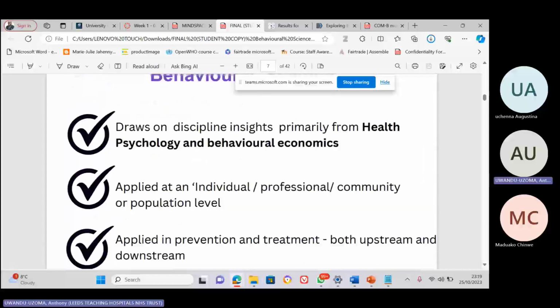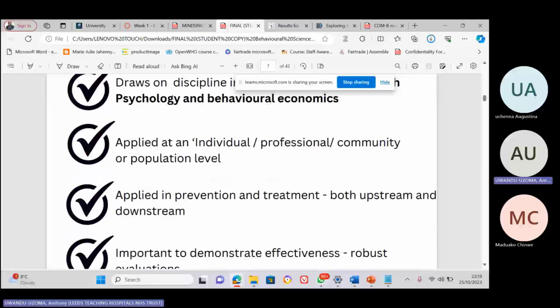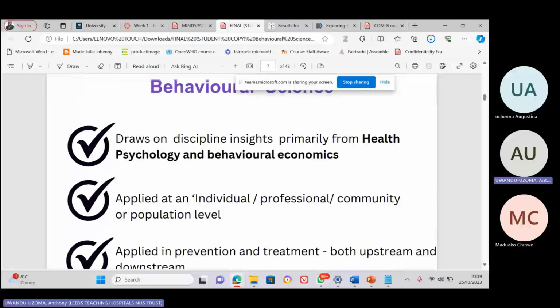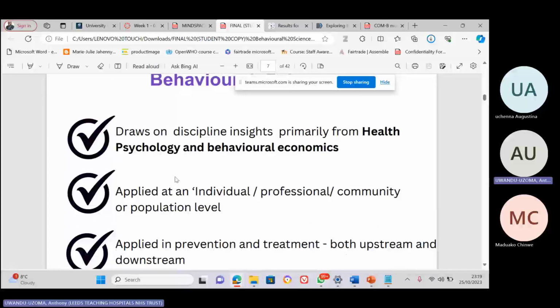So now these key things are the most important things that you need to know about behavioral science. Okay, behavioral science is applied at three levels. It's applied at the individual level, it's applied at a professional level, and it's applied at the community level. And I don't know what they mean by professional, but I know individual, and then I know community.